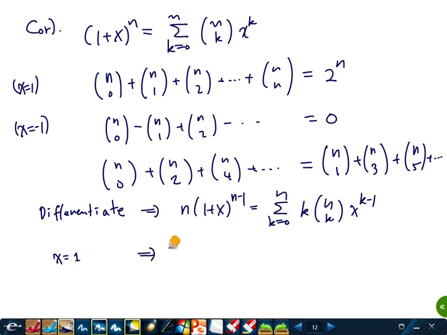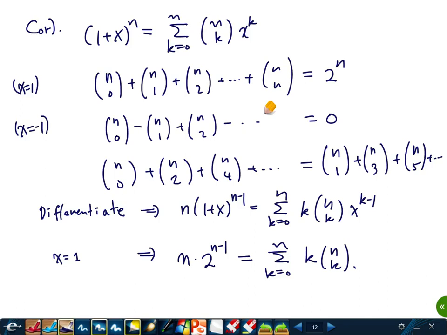And again, here I'm going to put x equals 1. What happens is, here n times 2 to the n minus 1 equals the summation k from 0 to n. This is 1, so k times n choose k. This is another interesting identity. Okay. These all came from the binomial theorem. All right.